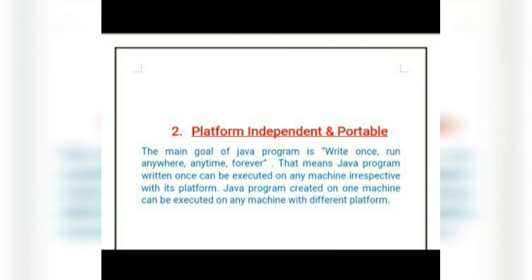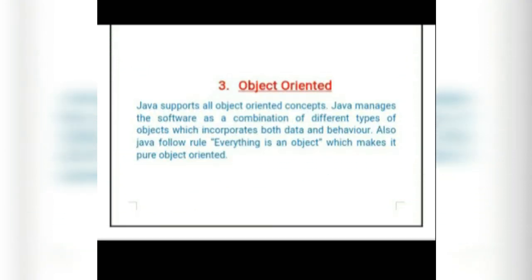Platform is made up of hardware as well as software. Hardware platform consists of the configuration of the machine. Software system mainly consists of the operating system. The Java program created on one machine can be executed on any machine with a different platform. This makes Java architecture neutral, portable, and platform independent.